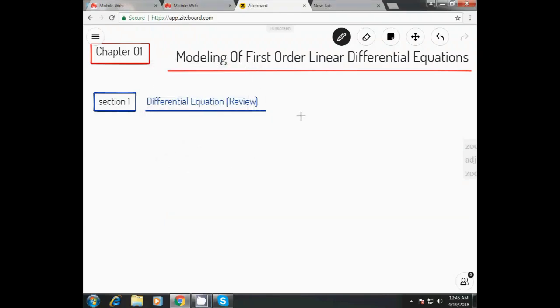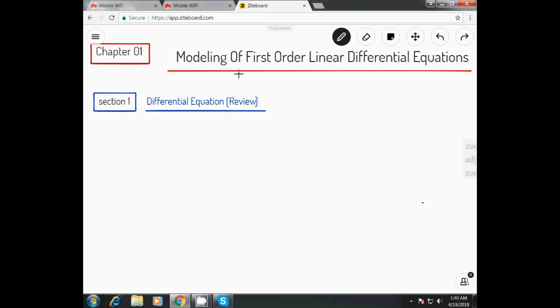Chapter number 1, Modeling of First Order Linear Differential Equations. What is the meaning of modeling when we come into engineering or physics? The answer has to be given in the next section. But before that, we have to understand some of the important concepts about the differential equations that are of use for the future sections.